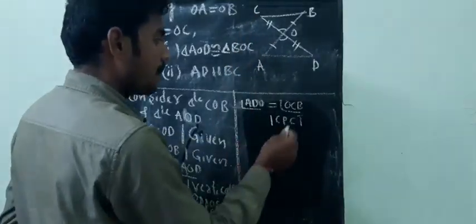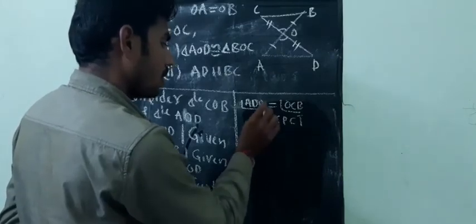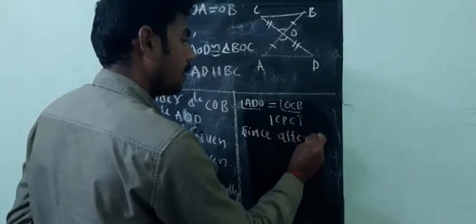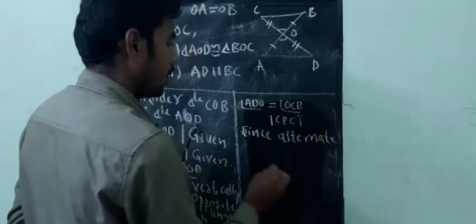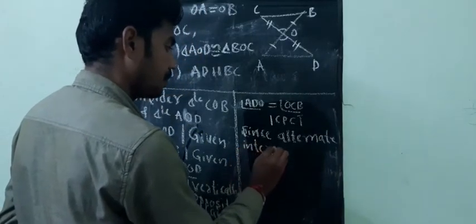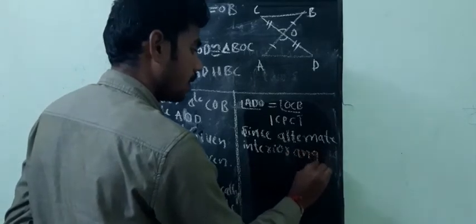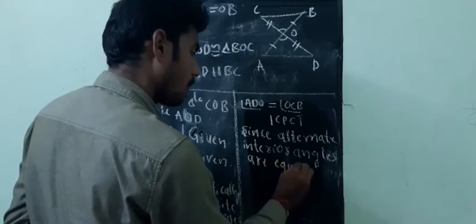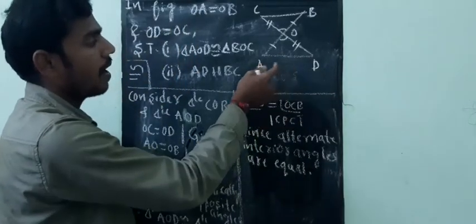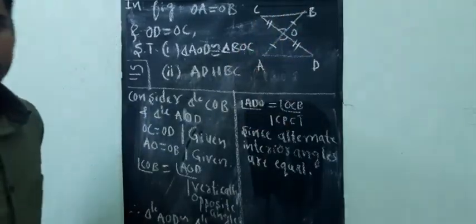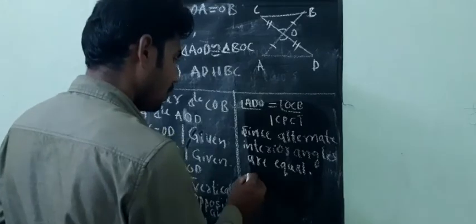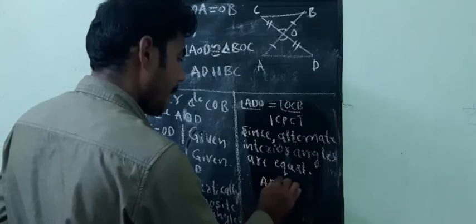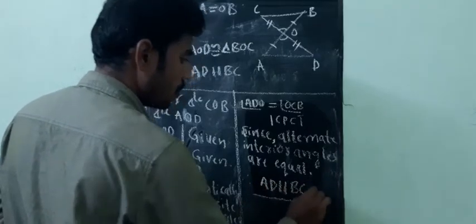So since alternate interior angles are equal, see, ADO and OCB, what kind of angles? ADO and OCB are alternate interior angles. Therefore AD is parallel to BC. Please note this stuff.